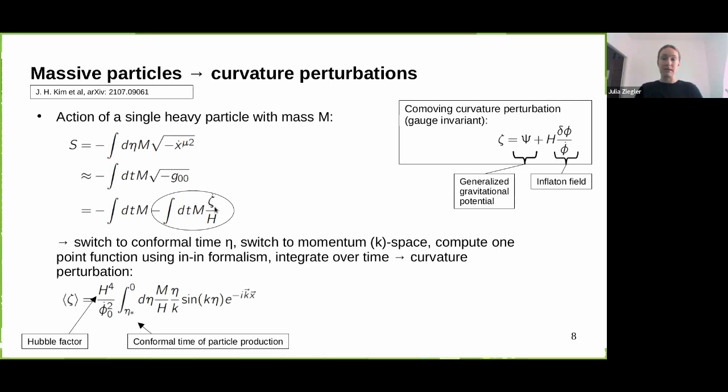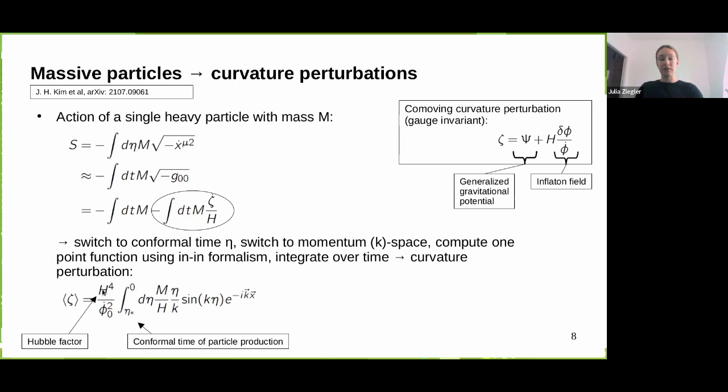And remember, this is a gauge invariant quantity. And the next steps I will only say briefly, but not explain in detail since we do not have enough time. So we would switch to conformal time and to momentum space, where k is the wave number. And then we can compute the one-point function using the in-in formalism, and then integrate over time to get the one-point function of the curvature perturbation.